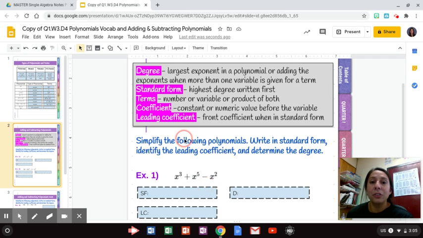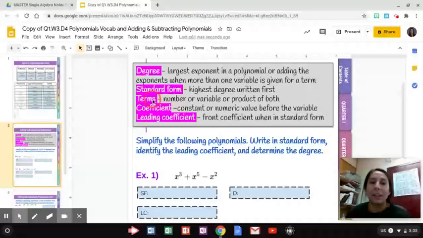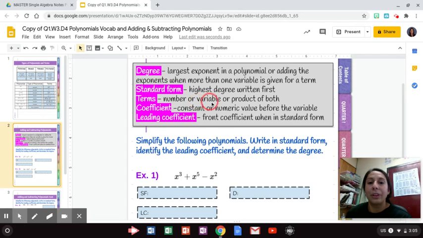Standard form. Standard form is when the highest degree is written first, and that's how we're going to write it for standard form. I'll go over that here for example 1. We have what's called terms. We went over that a little while ago. It's the number or variable or product of both. Coefficient, this is the constant or the numeric term before the variable. So what's in the very front of the variable or the letter. And then next we have something called leading coefficient. That is what's at the very front whenever your polynomial is written in standard form.